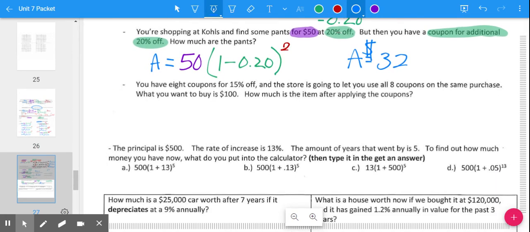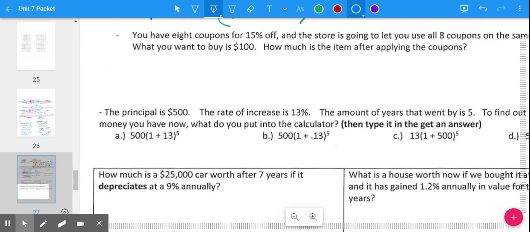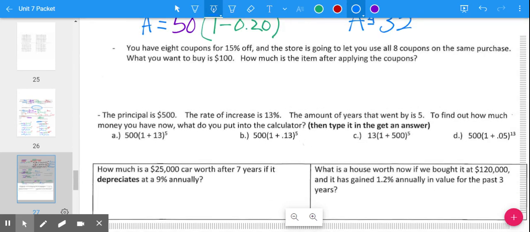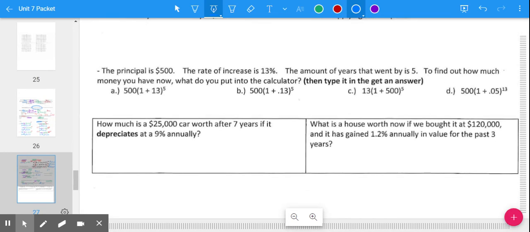The next one is just like that one, so we're going to go ahead and skip it. Then this next one is trying to match the correct answer. I want you guys also doing this one on your own, but we'll do the next two together. So we have a car that's $25,000. So there's your principal. We want to find out what it's worth after 7 years if it depreciates 9% annually.